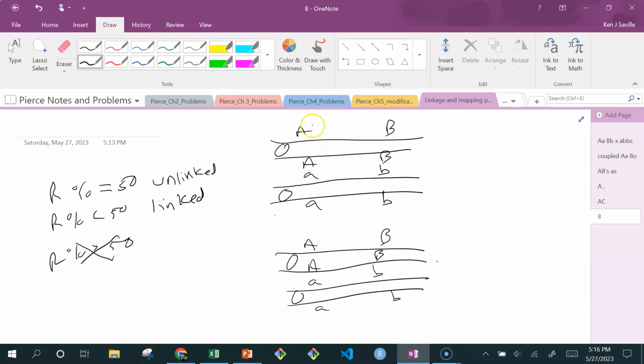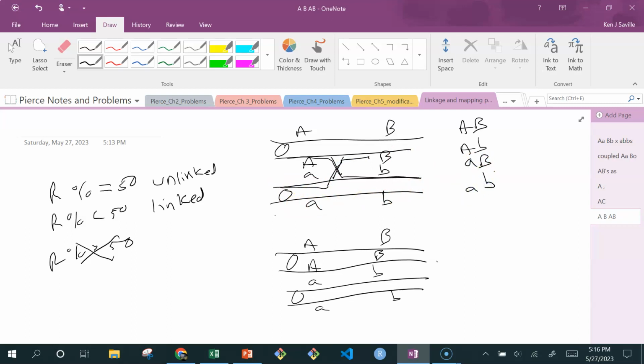So if we get no crossing over, big A and big B stay together, and little a and little b stay together, we get all parentals. If we get a single crossover, then we get this parental, and then this recombinant. Big A goes with little b, so that's this. And then little a goes with big B, and then little a goes with little b.